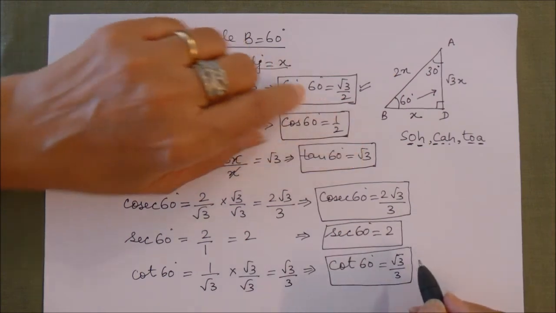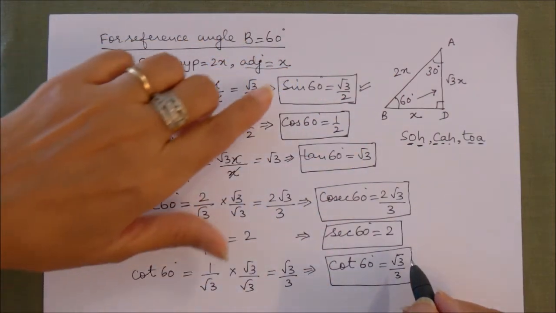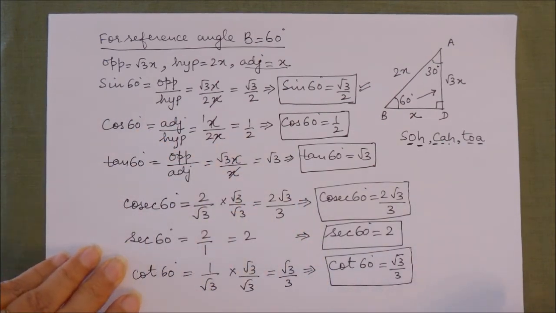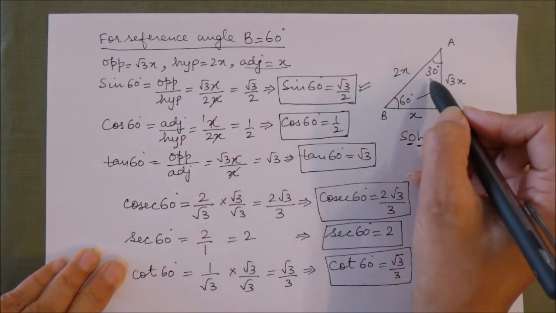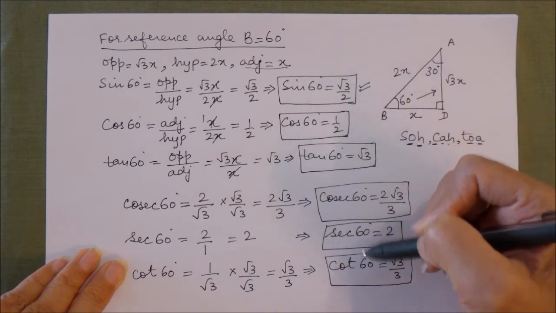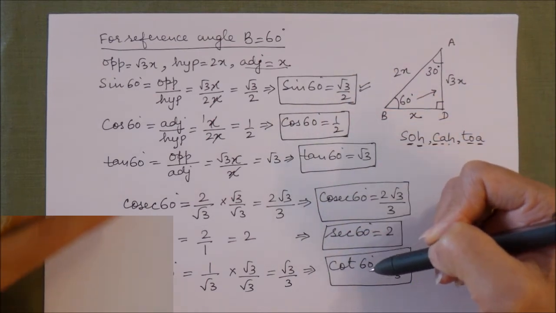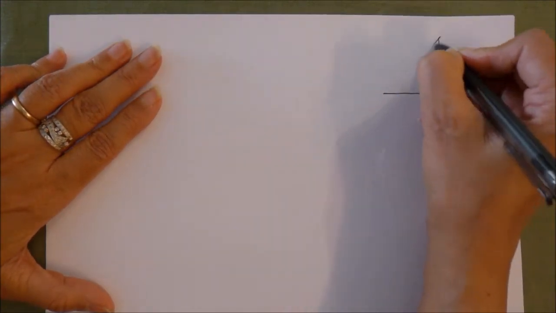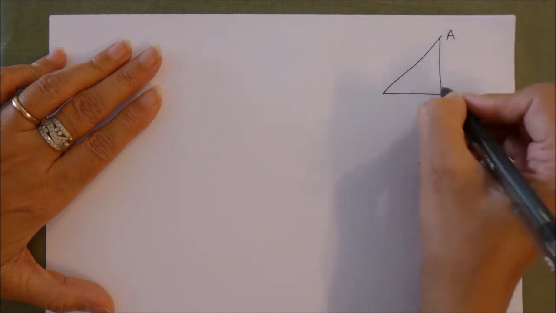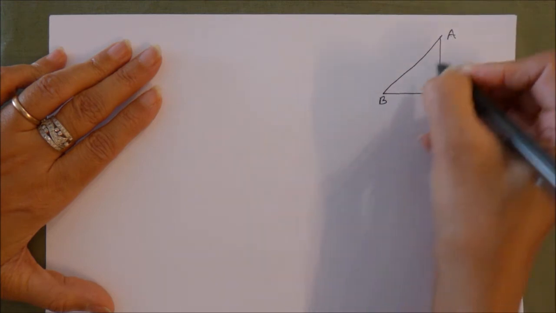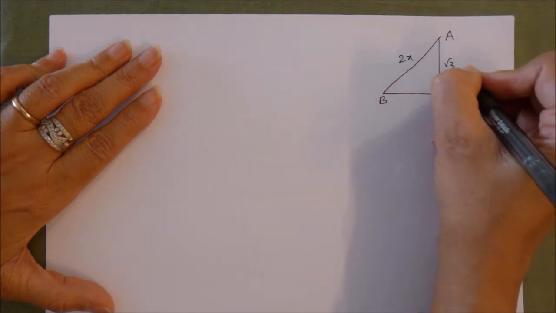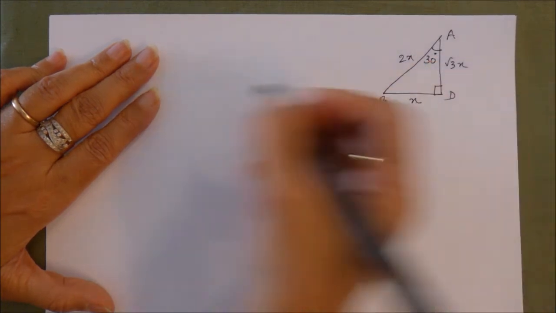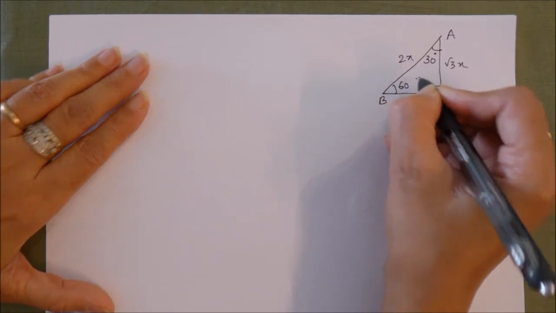So you can see that this is an easy way to find the values of 60 degree for the trigonometric ratios. Now again we'll take the reference angle as 30 degree and find the values of sine 30 and the remaining trigonometric ratios. So I'm drawing the triangle once again. So this one is ADB. This is 2x, root 3 times x. This is x. This one is 30 degree. Now this was 60 degree.